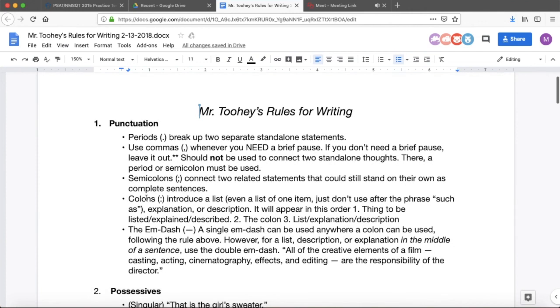When you're doing these on your own, as part of your homework, I want you to use the rules for writing. Don't think you have to memorize them right now. This is how you're going to learn them, so you're going to practice them. Read that rule on semicolons. Semicolons connect two related statements that could still stand on their own as complete sentences.